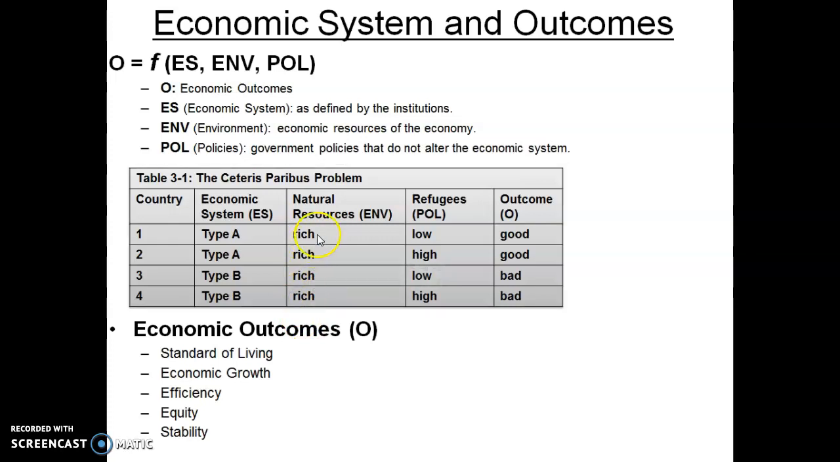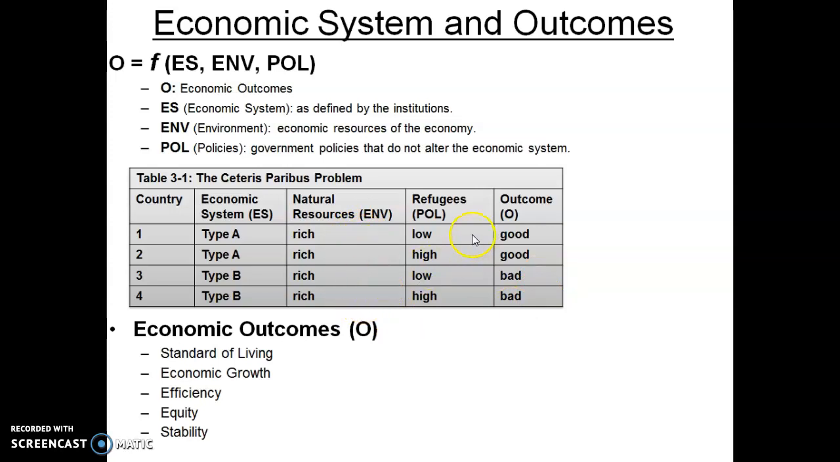We've now controlled for natural resources, held equal natural resources, and we can more confidently draw a conclusion that type A economic system leads to good outcomes and type B economic system leads to bad outcomes, because the good and bad outcomes can no longer be a result of natural resources.